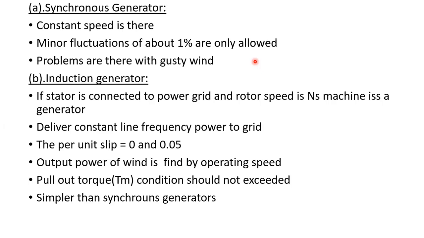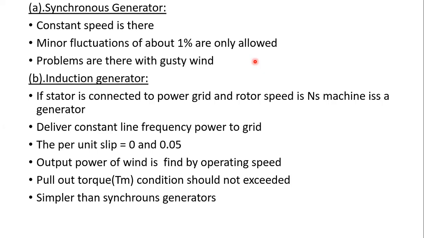Synchronization of wind driven generators with the grid also has problems with gusty winds. So what are the advantages or disadvantages? This can be used for large machines. And the disadvantages are that it allows only minor fluctuations of about 1% for fractions of seconds, and it also has problems with gusty wind.